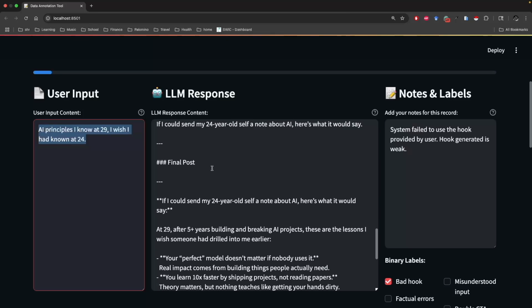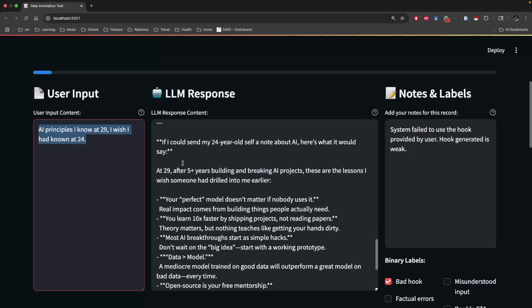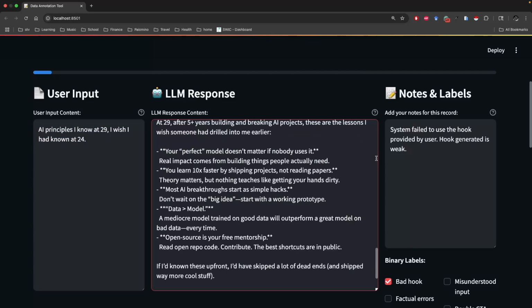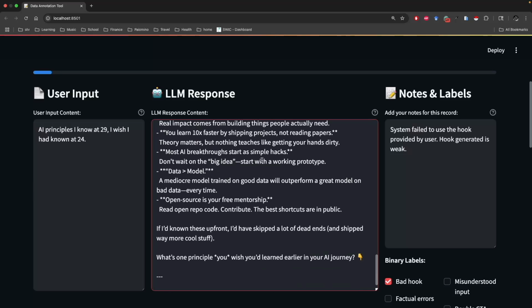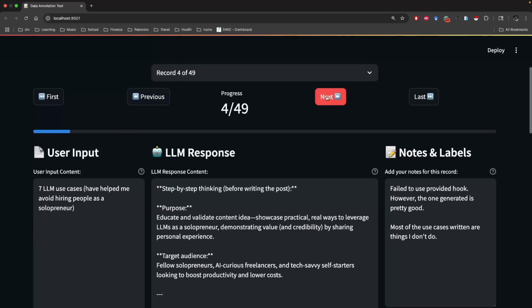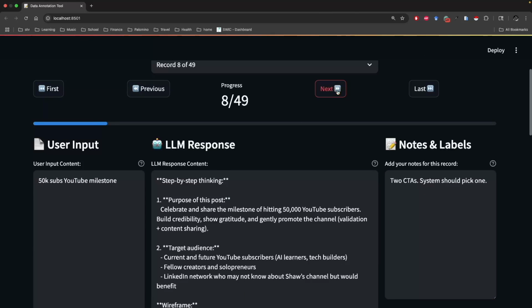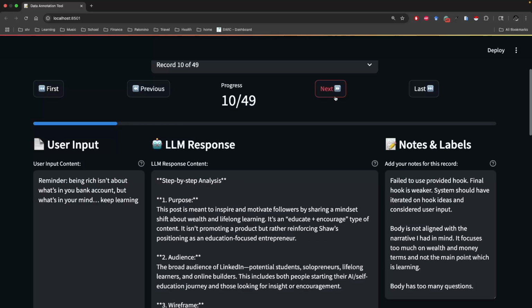And then scrolling down, we'll see what the LLM generated as the final post, which was, "If I could send my 24-year-old self a note about AI, here's what it would say." And I feel like that's kind of weak. I would prefer this hook to this one. But basically that one failure took up my attention, and then I didn't really comment on anything else. The first several are going to be slow, but then you can see that my notes started getting longer and longer, and they start to have repeated patterns.